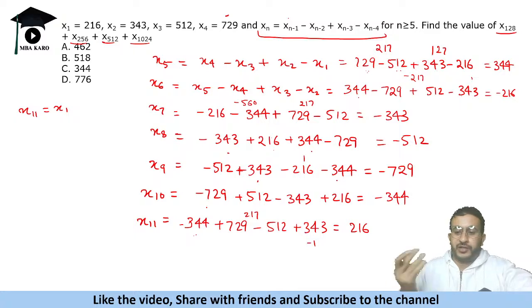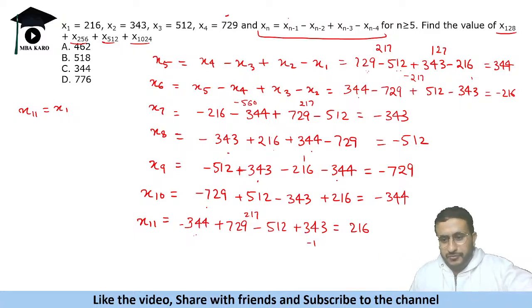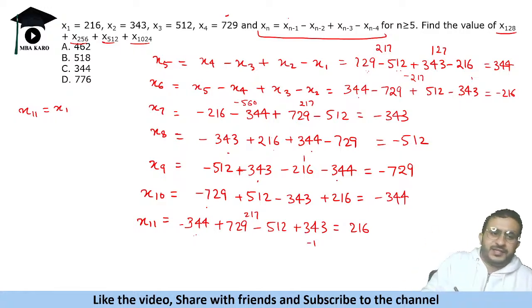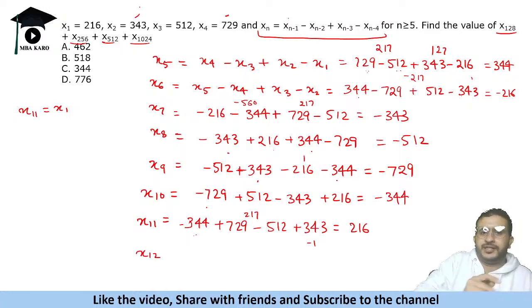If you want more confirmation, then probably you will have to find x12 also. But let us just think ये ऐसी sequence में रहेगा. ठीक है, x12 भी निकाल लेते हैं just for confirmation. If we get 343, then we will be assured that there is a cyclicity of 10 terms. So x12 will again be 216 minus 344 will become plus 344.